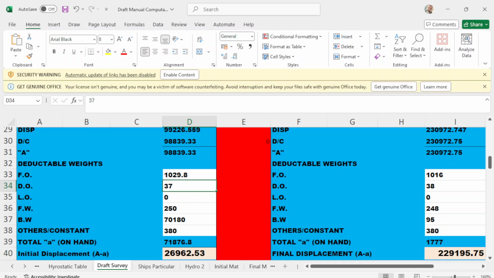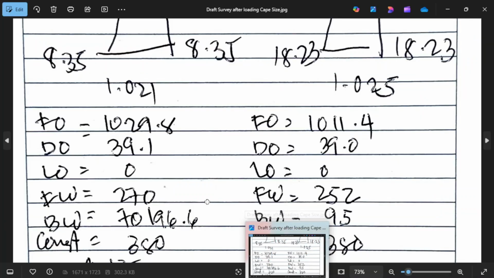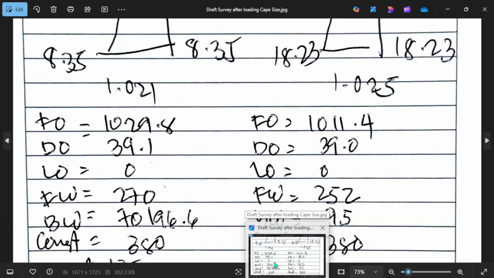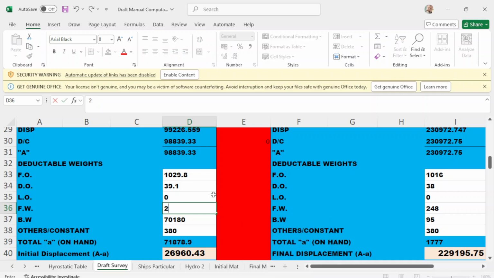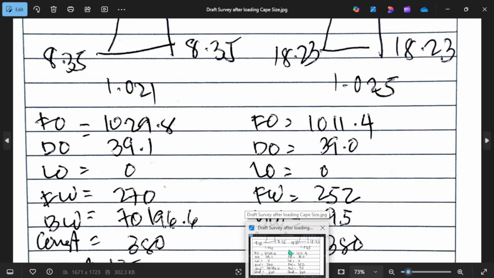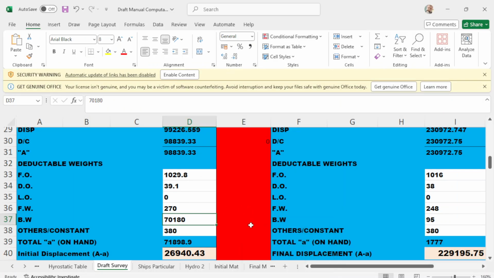Your DO is 39.1. Lube oil 0. Fresh water is how much? Fresh water is 270. And your ballast water is how much? 70,196.6. Okay. Your constant is 380.